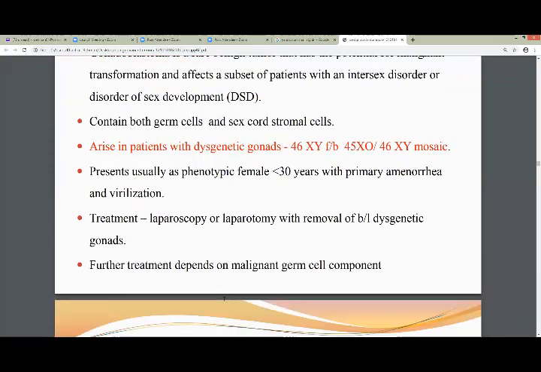In all these individuals, if you take a quick look at your previous lectures, you will come across in the second or third chapters of your textbooks that these gonads have the potential to undergo malignancy in any part of their life. So their treatment is laparoscopic or laparotomic removal of the bilateral dysgenetic gonads. Further treatment depends upon the malignant germ cell component.